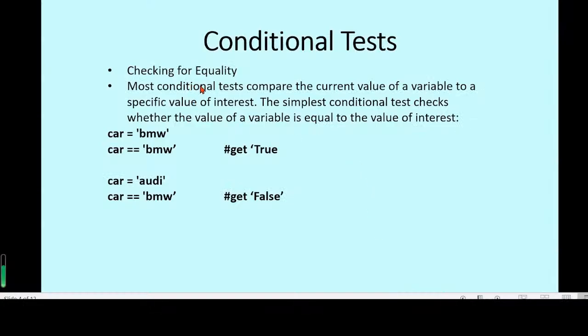So, checking for equality. Most conditional tests compare the current value of a variable to a specific value of interest. The simplest conditional test checks whether the value of a variable is equal to the value of interest. So if the value is BMW, then we check car equals BMW, and get true. And if the value is Audi, and we check if car equals BMW, then we'll get false.